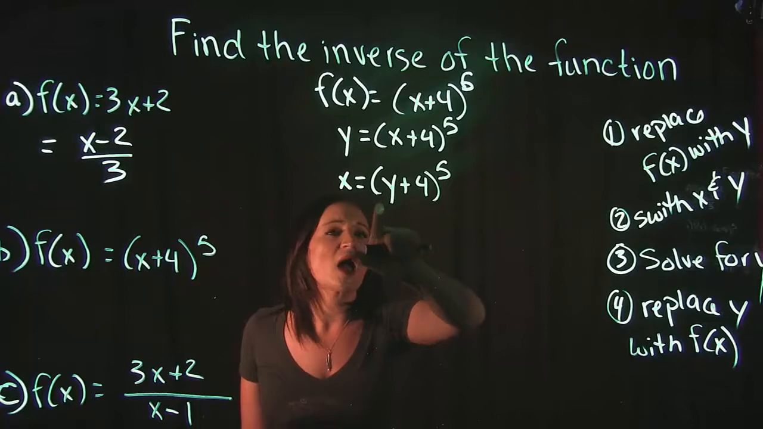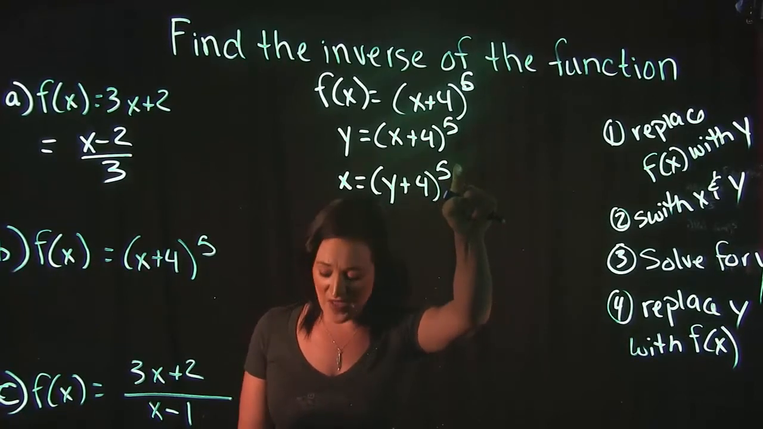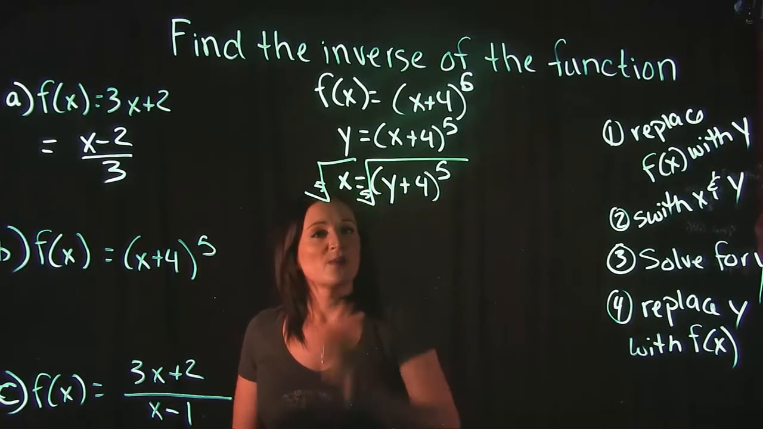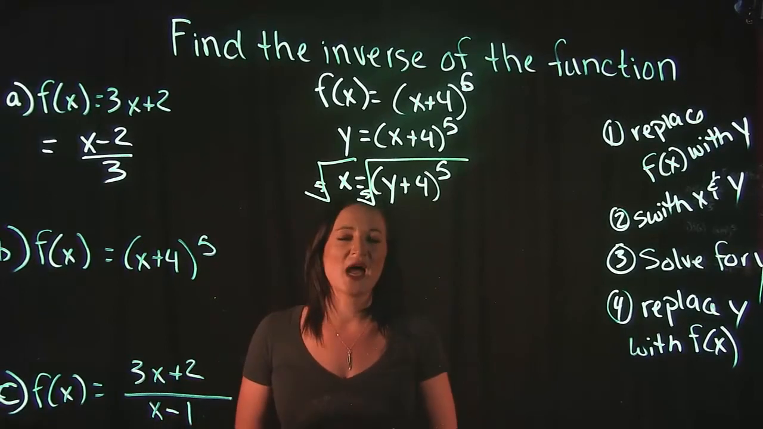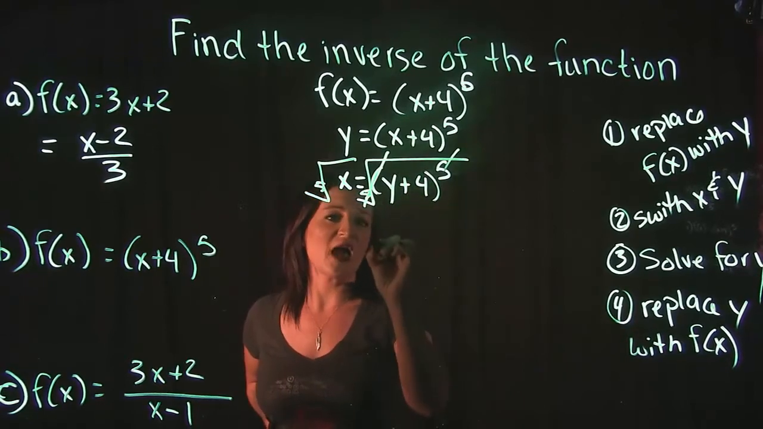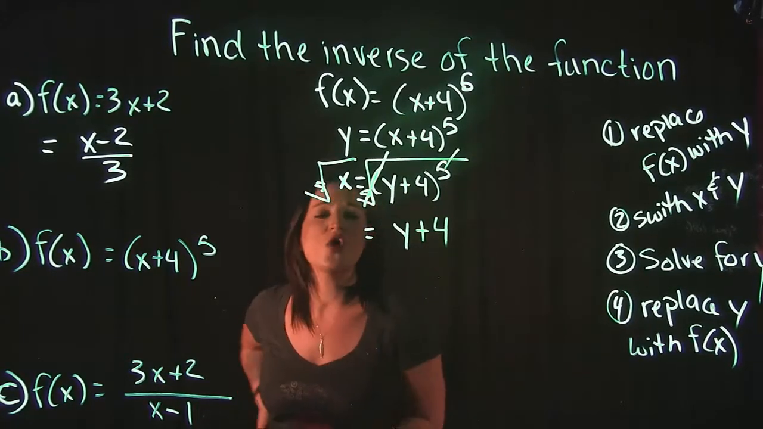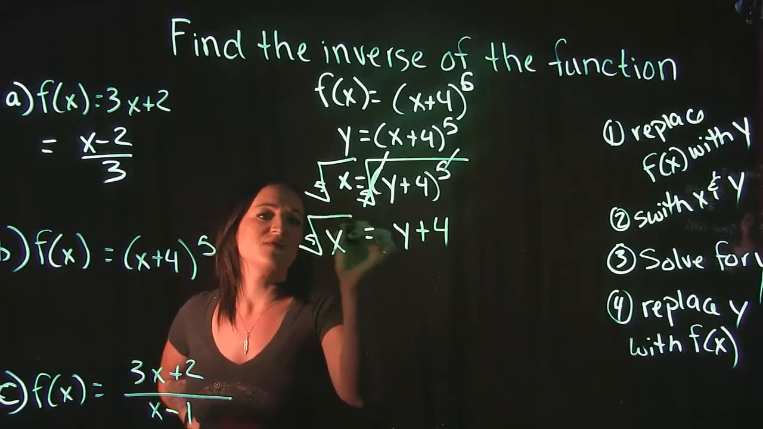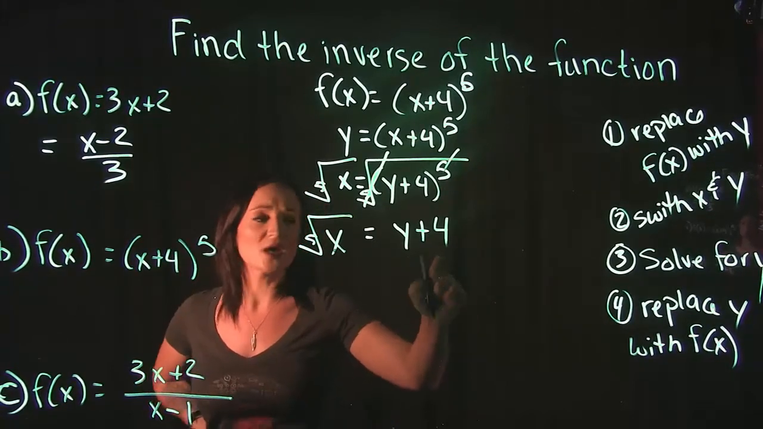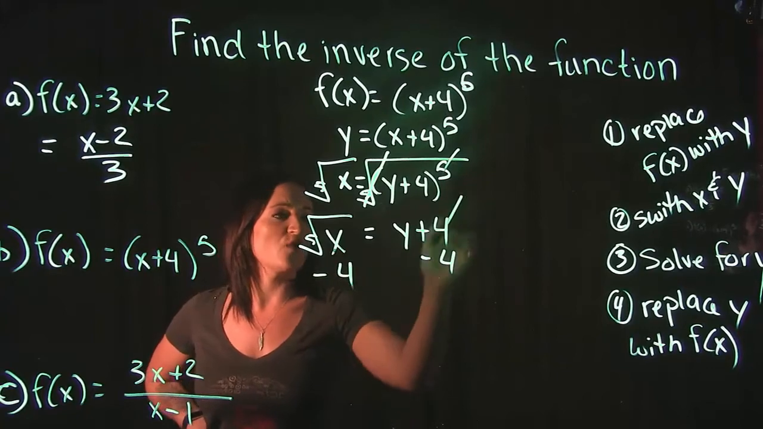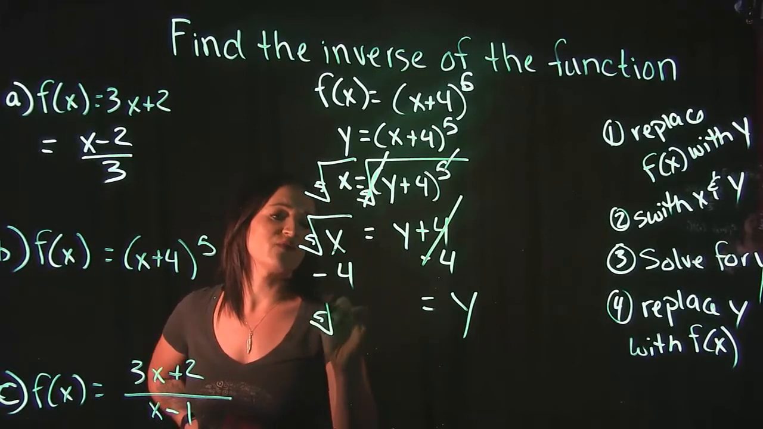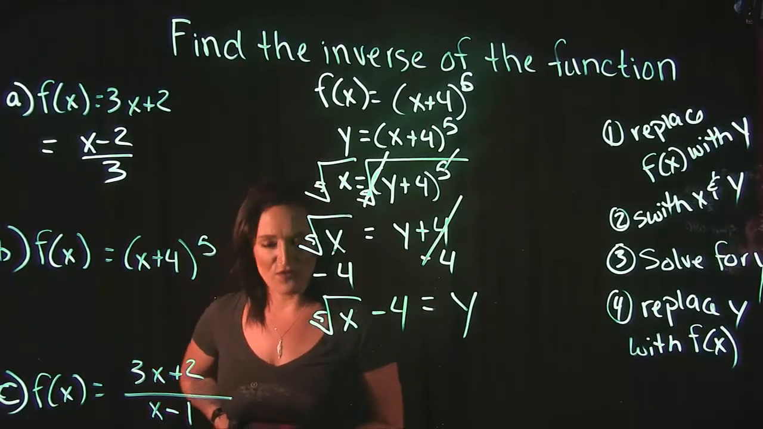If I'm solving for y, I need to get rid of this exponent of 5. The way that you get rid of an exponent of 5 is by taking the 5th root of it. But what we do to one side, we must do to the other side. So we also have to take the 5th root of the left-hand side. On the right-hand side, the 5th root and the 5 will cancel, leaving us with y plus 4. On the left-hand side, we now have the 5th root of x. Y is almost completely by itself. All we have to do is get rid of this 4. Since it's a positive 4, we subtract 4 on both sides. On the right-hand side, that'll leave us with y. On the left-hand side, we're left with the 5th root of x minus 4.